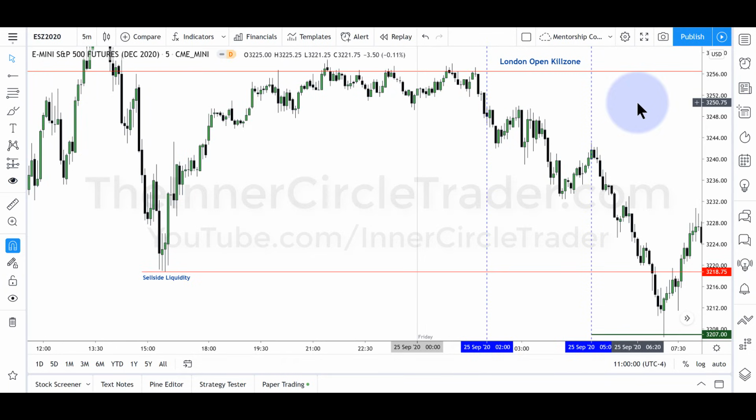So with those two ideas in mind, I want you to remember that we are looking at the E-mini S&P on the daily chart. I've already suggested that we should focus on delivery on the downside, so attacking sell side delivery. So you have to look for, where does sell side liquidity reside? Well, if you're looking at London open kill zone on Friday, and that begins at 2 o'clock in the morning and ends at 5 o'clock in the morning.